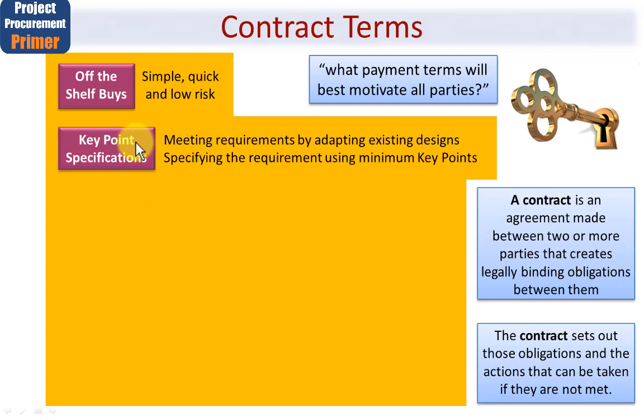Something called key point specifications. This is a way of meeting requirements by adapting existing designs, but in other words by laying down the key point specifications. It must do that, it must comply with this, and so on and so forth. So this terminology is used when you choose to specify the requirements using the minimum key points.